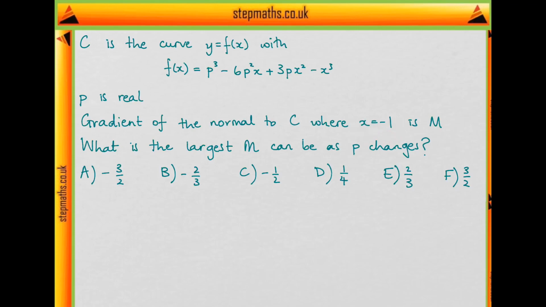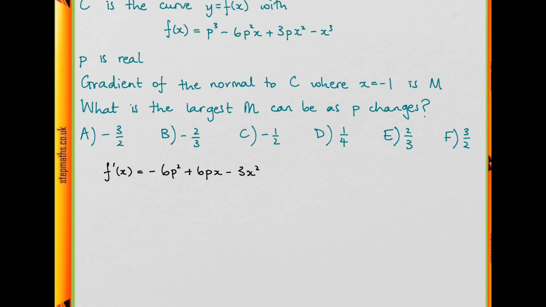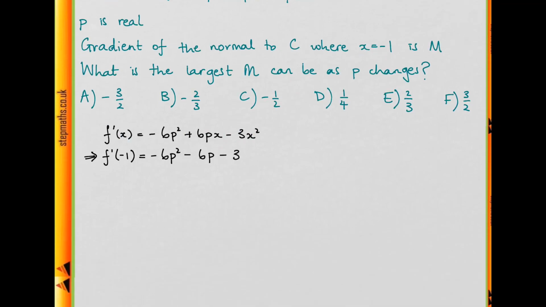So to find that, we're going to differentiate f of x, and that will leave us with minus 6p squared plus 6px minus 3x squared. And then to find the gradient when x is minus 1, we just substitute minus 1 for x in here. So that leaves us with a gradient of minus 6p squared minus 6p minus 3 when x is minus 1.